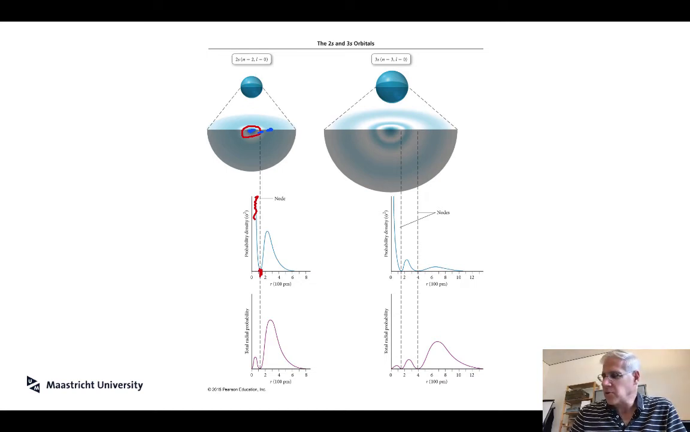As we get bigger to the 3s, what we see is we have an additional node, and for every n level that we go out, we'll actually gain another node. And so you start spreading out that distribution of electron probability.